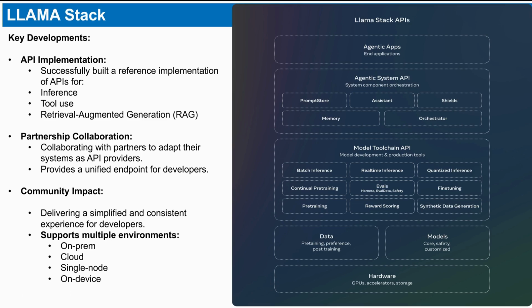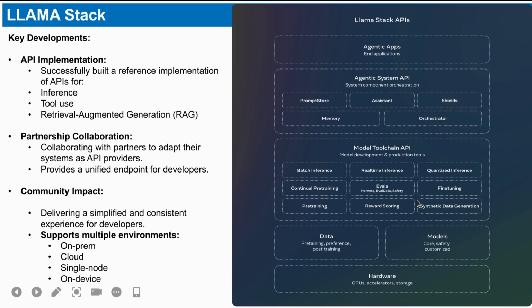On the bottom there is the hardware, which has the GPU, accelerator, and storage. On top of that there are two layers. One is the data layer and one is the models. Inside the data layer, whatever pre-training, preference, and post-training data there is will be there. And inside the models, the core, safety, and customized models are there.